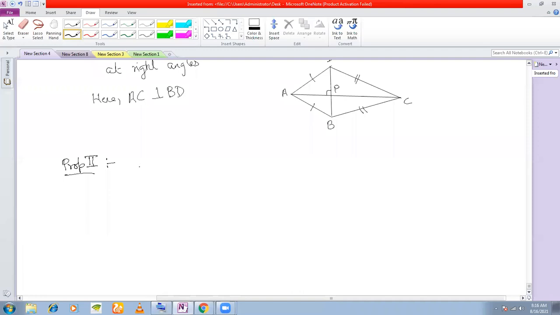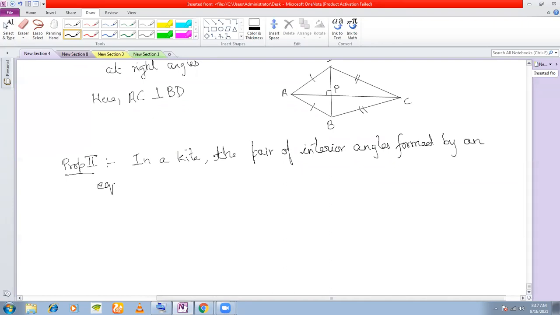The next property is that in a kite, the pair of interior angles formed by an equal and an unequal side are equal. Now understand this property very well, okay?